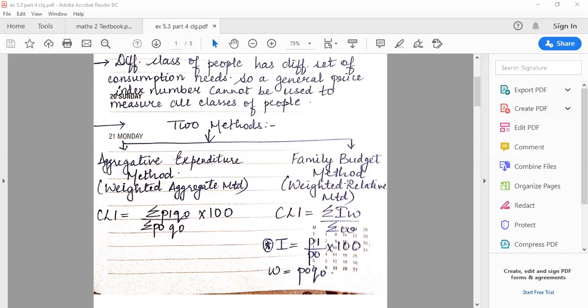Because here it includes two main important things, that is income and weight. So CLI is equal to summation IW upon summation W, where I stands for the income and W stands for the weight, the quantities. Now in some questions, you may have the column of W given to you, but you won't have the value of I. So at that point of time, I is calculated as P1 upon P0 into 100. I repeat, P1 upon P0 into 100.